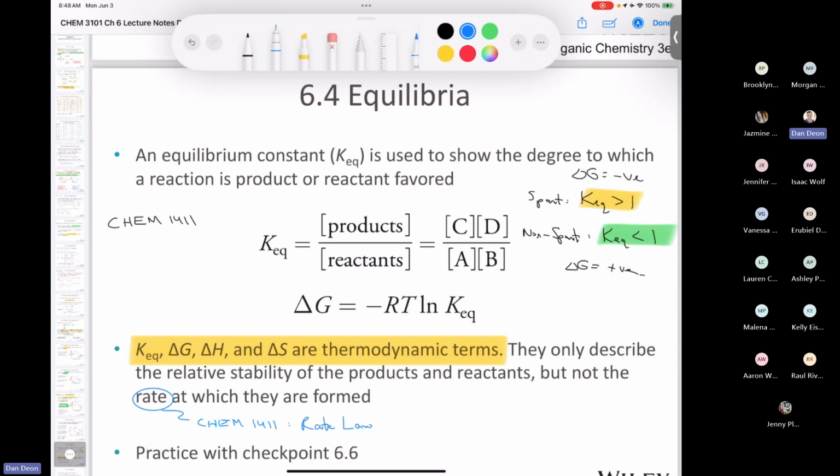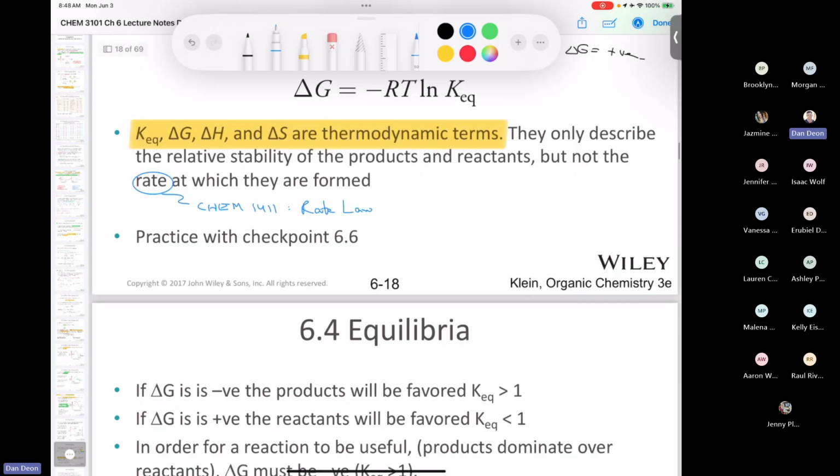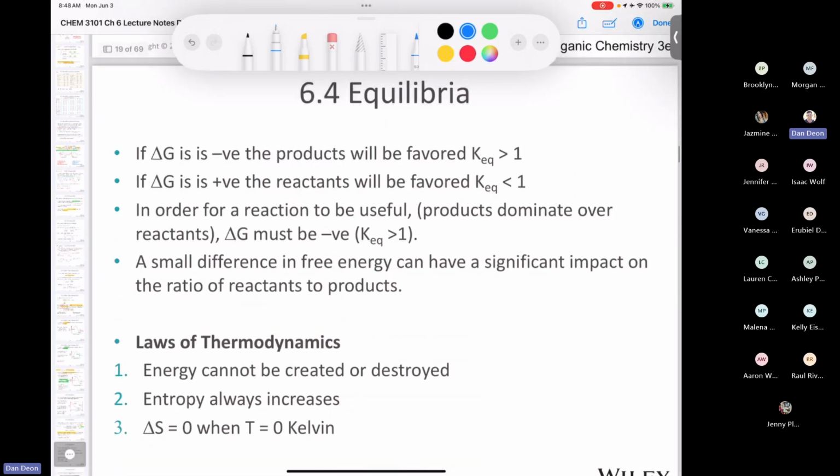And you had to determine those exponents sometimes by using the method of initial rates. Okay, that's going to come up in this chapter as well. But before we get to that, let's take a look at a summary.